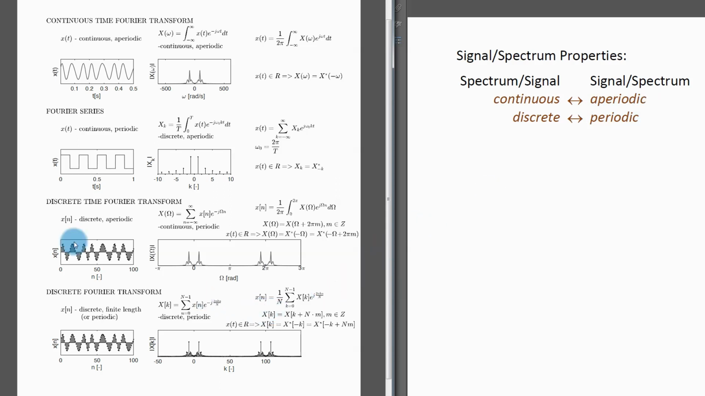Now let's check it out over here. We have the discrete-time Fourier transform and the signal is discrete and aperiodic. So the spectrum needs to be periodic and continuous. Go ahead and check out these properties for all types of the Fourier transform. Now if you ever want to become good engineers, you need to know this handout like the back of your hand. So go ahead and study it.